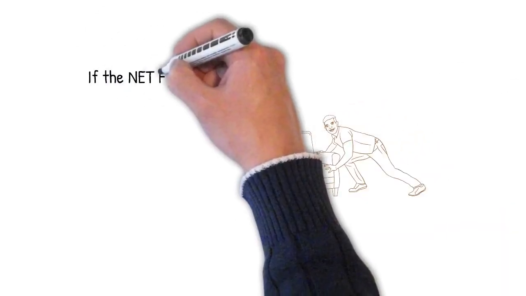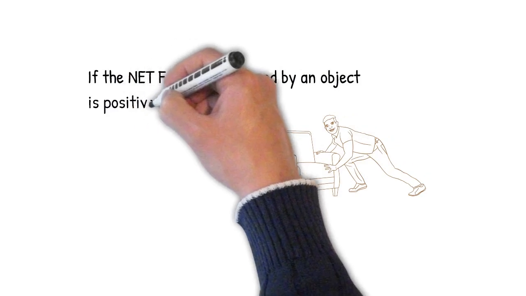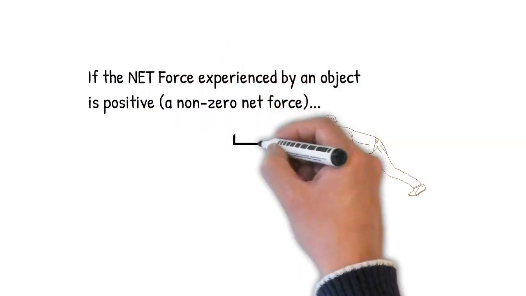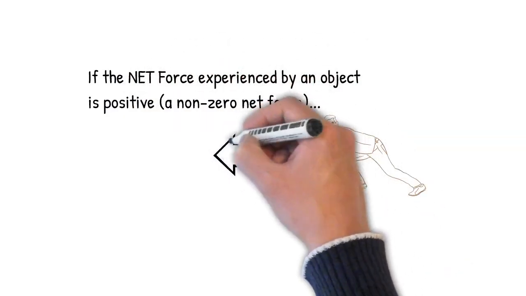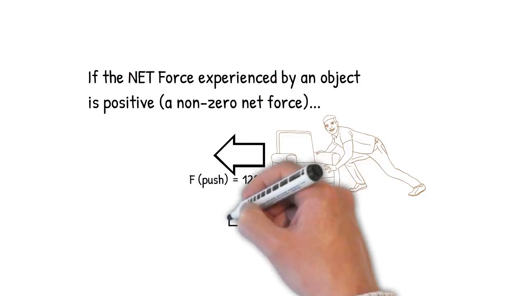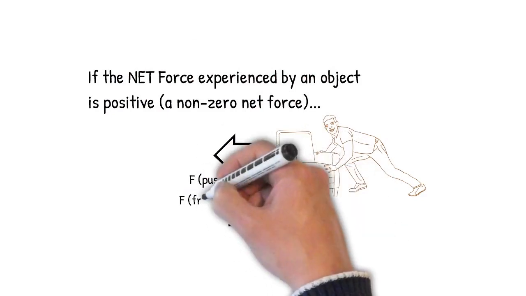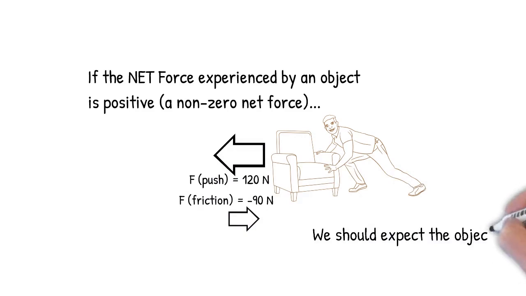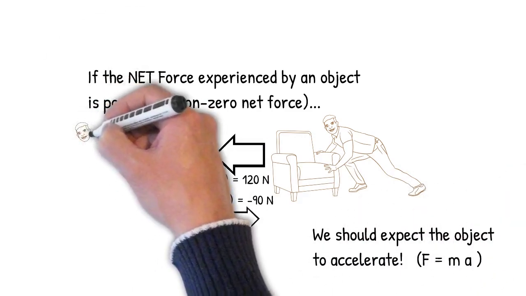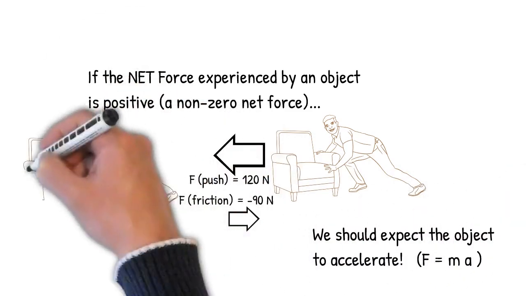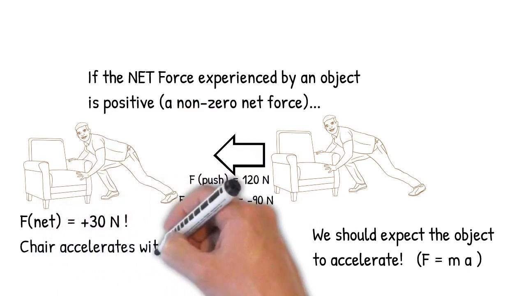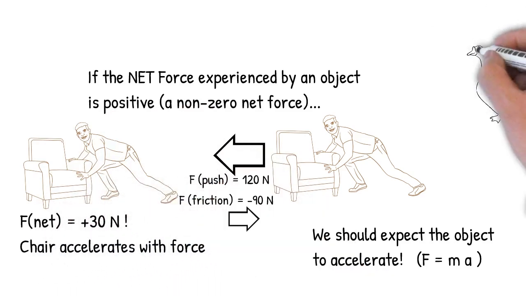So here's somebody who's going to be pushing a chair. And if the net force experienced by an object is positive, that is, if it's a non-zero net force, and imagine they're pushing 120 newtons and friction is resisting minus 90, then we should expect the object to accelerate. The net force here is 30 newtons.